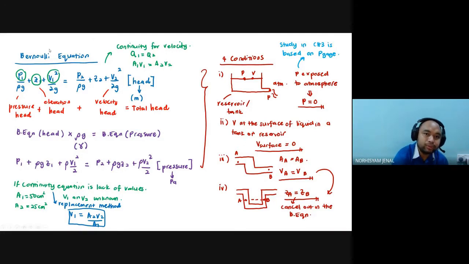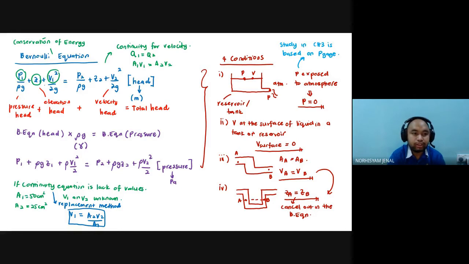This is also called conservation of energy. The basic will be this equation here. So hopefully you will remember P1 over rho g plus Z1 plus V1 square over 2g equals P2 over rho g plus Z2 plus V2 square over 2g.